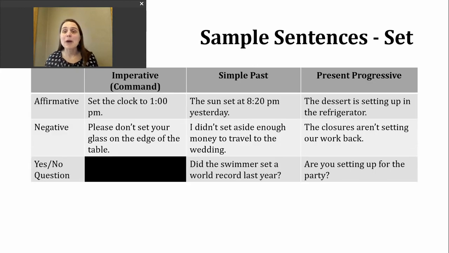Let's continue practicing using this verb set in a few different verb tenses. Today, we'll look at the imperative. We'll also practice the simple past and present progressive. If you remember, imperative is a command. This is language that might be used from parent to child, from teacher to student, perhaps from boss to employee.